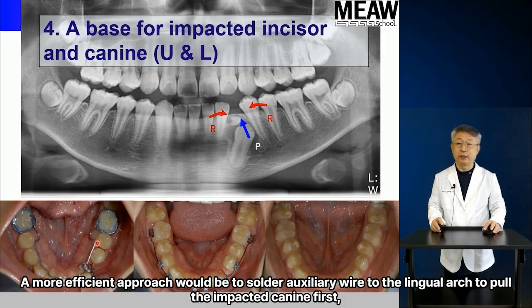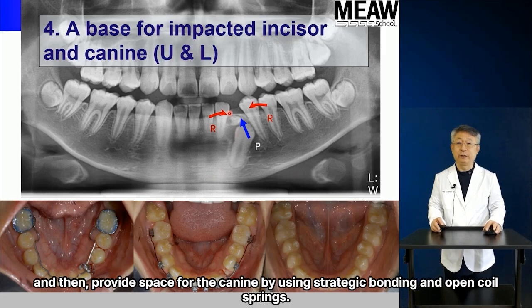A more efficient approach would be to solder auxiliary wire to the lingual arch to pull the impacted canine first, and then provide space for the canine by using strategic bonding and open coil springs.